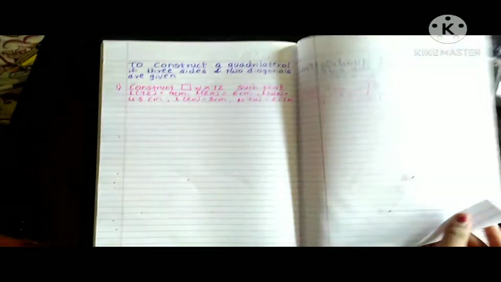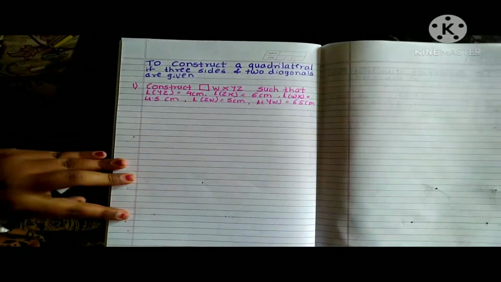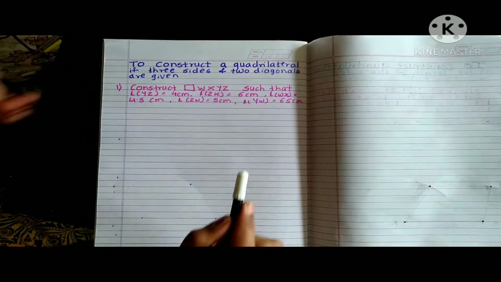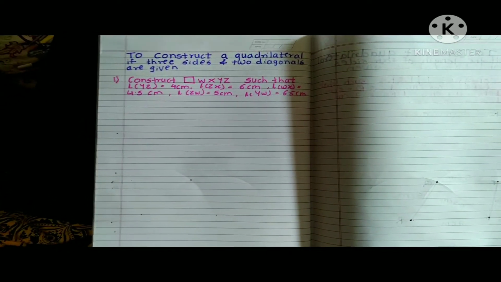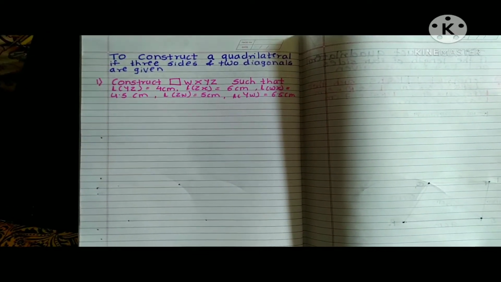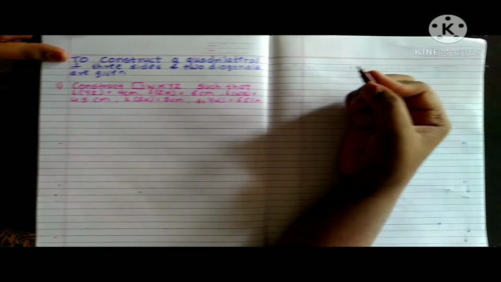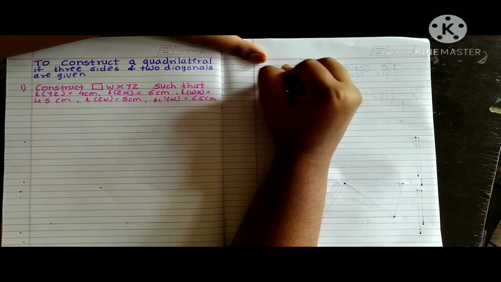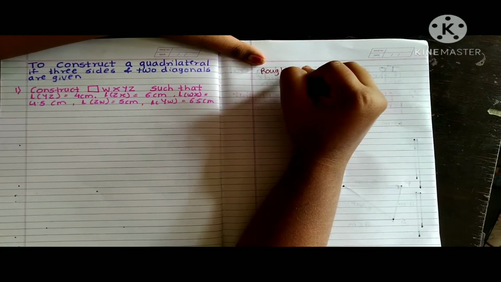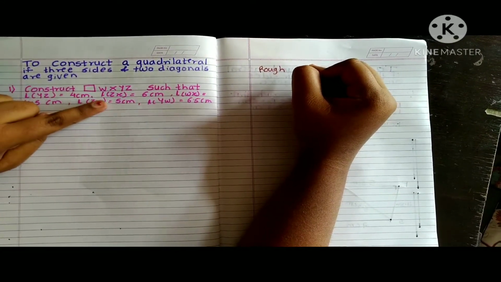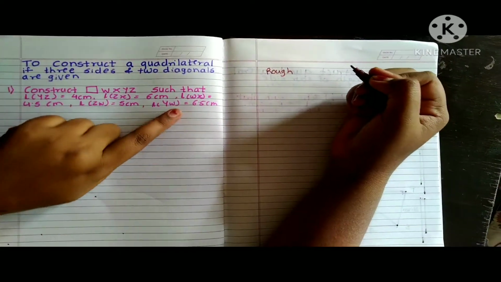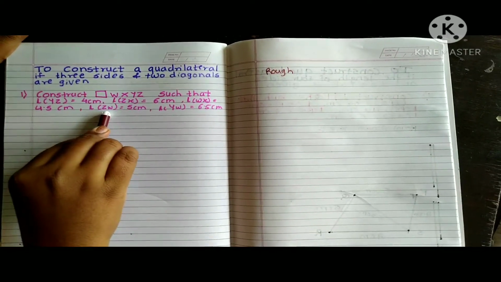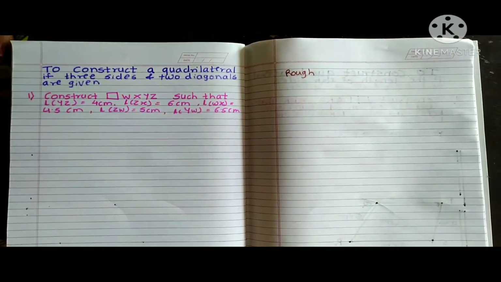So let's move towards the next condition. So what is the next condition? To construct a quadrilateral if three sides and two diagonals are given. So let's see first example. Construct quadrilateral WXYZ such that length YZ equal to 4 centimeter, length ZX equal to 6 centimeter, length WX equal to 4.5 centimeter, length ZW is 5 centimeter and YW is 6.5 centimeter.